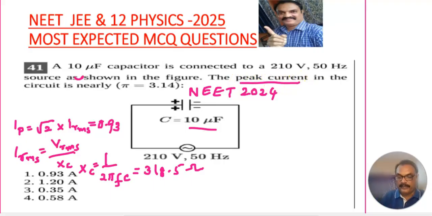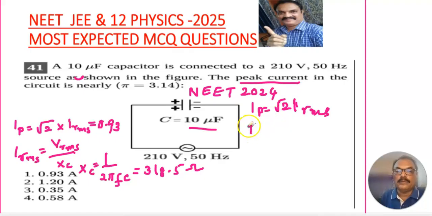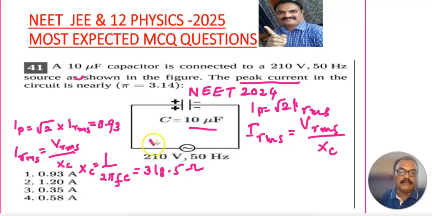What is the formula for peak current? Peak current IP is equal to root 2 times IRMS. So IRMS we don't know. Then go for IRMS. IRMS is equal to VRMS divided by XC. That VRMS is already given. This is called VRMS. That is 210. And write straight away 210 volts divided by XC.